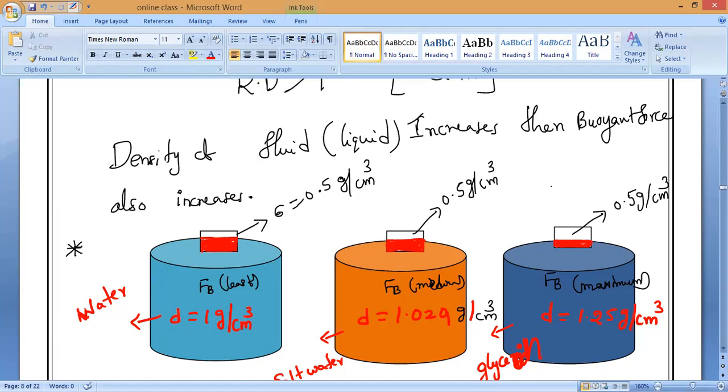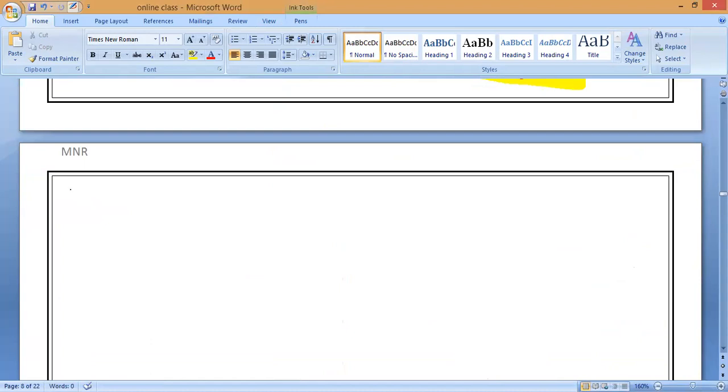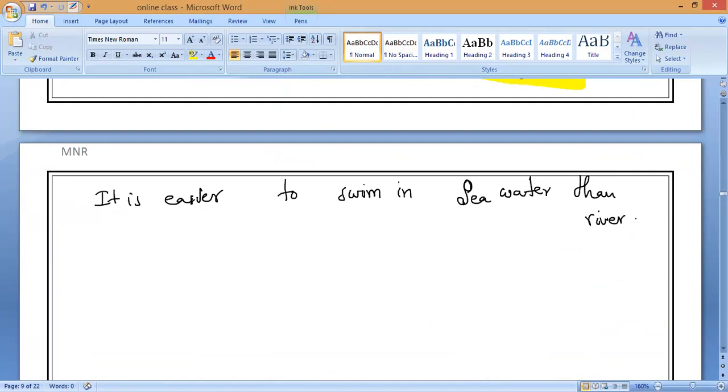Ocean water. Why ocean water? It is easy to swim. Anyone? Sir, more salt content. More salt content, so the density difference is more. That is why it is observed that it is easier to swim in seawater or ocean water than in river water.